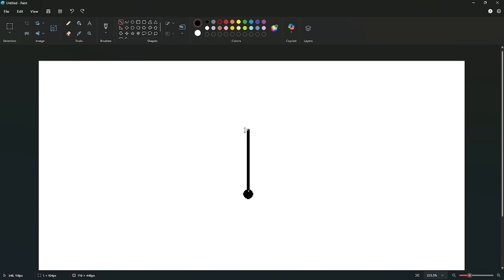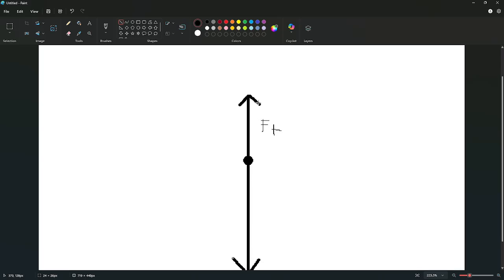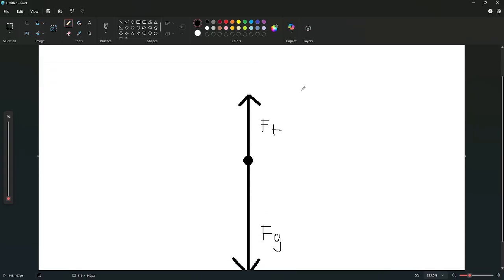So here we have the force of tension. You'd label this as Ft for tension. And at the bottom, since the elevator is accelerating downwards, the gravity vector would be bigger than the vector that's opposing it. So this would be Fg, the force of gravity. And if it were to accelerate going upwards, it would be reversed. The tension would be higher than the gravity, and so on.